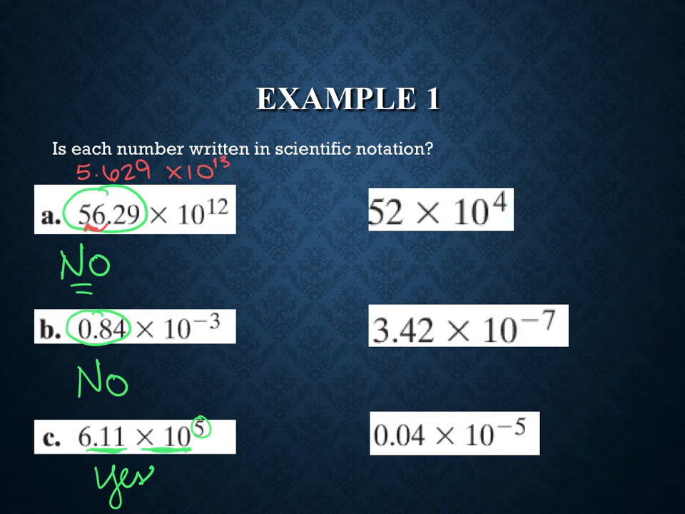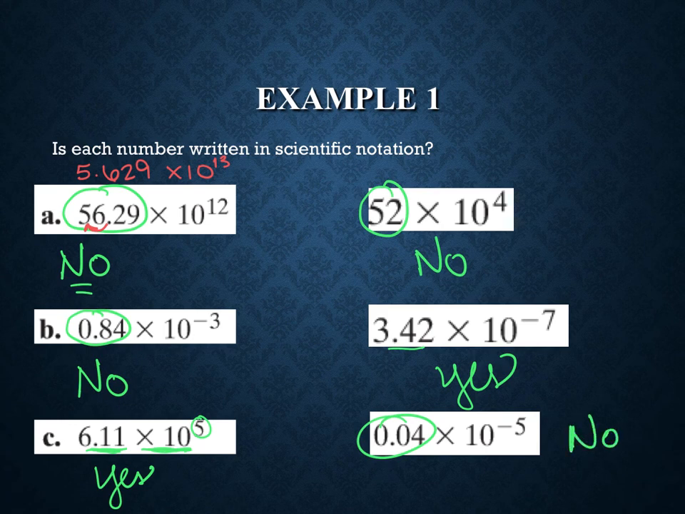When I come over into the second column, I have 52 times 10 to the 4th. Again, 52 is not a number in between 1 and 10, so this would be no. For the second one down in that second column, I have 3.42 times 10 to the negative 7. Well, 3.42 is a number in between 1 and 10. I'm multiplying by a power of base 10 raised to a negative exponent. This is fine, so I'm going to say yes, this is correct. And then for my last one, I have 0.04 times 10 to the negative 5th. Again, 0.04 is not in between 1 and 10, so this is a no.